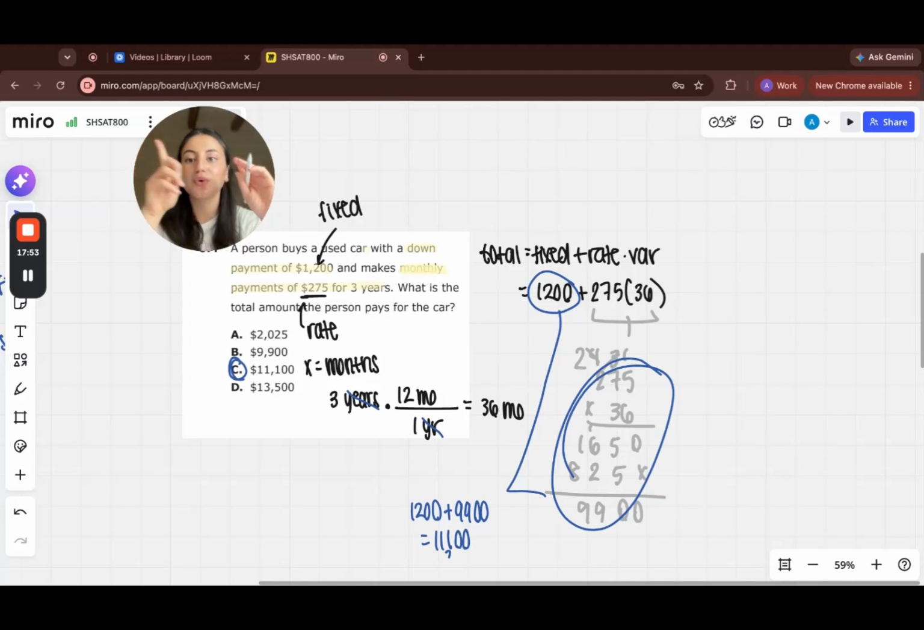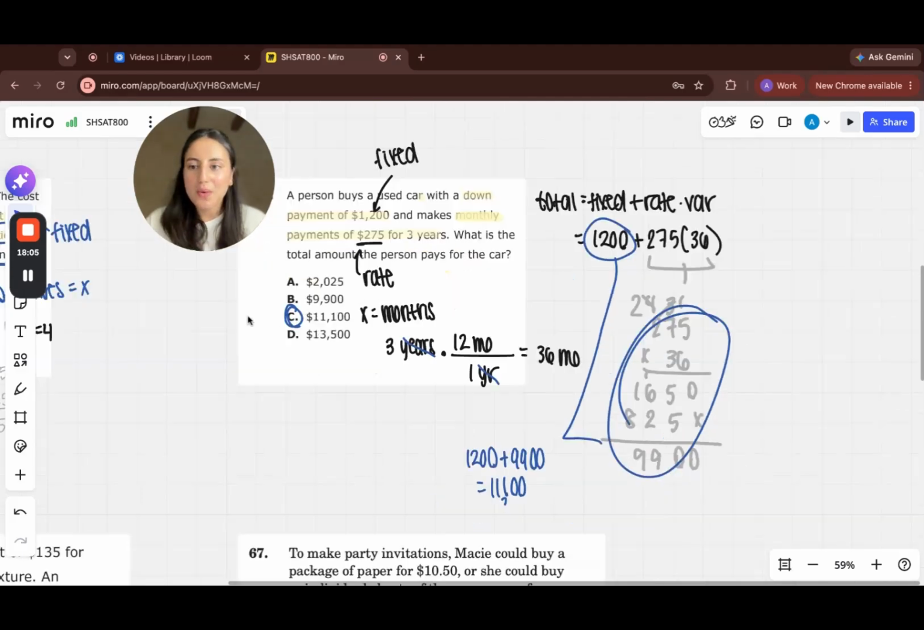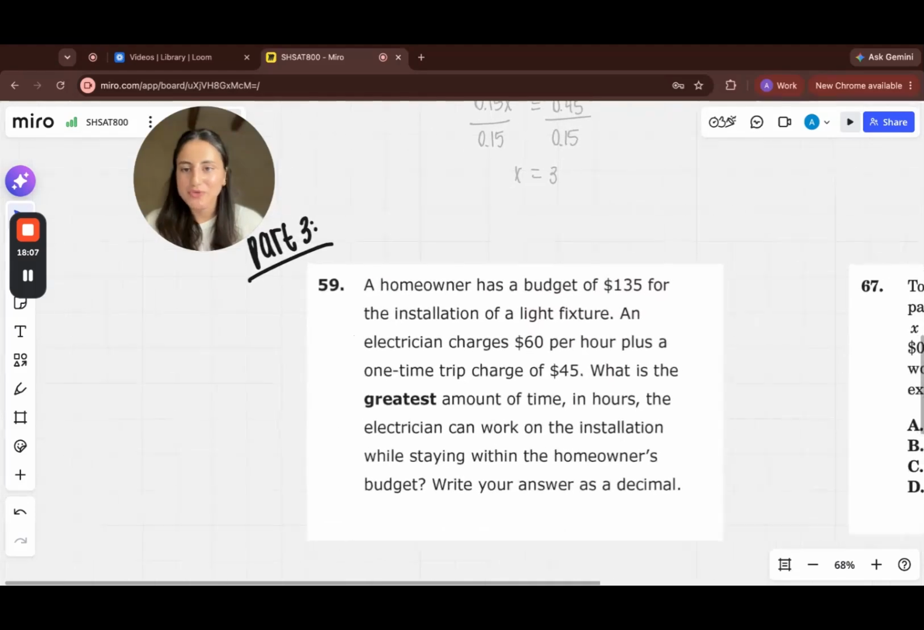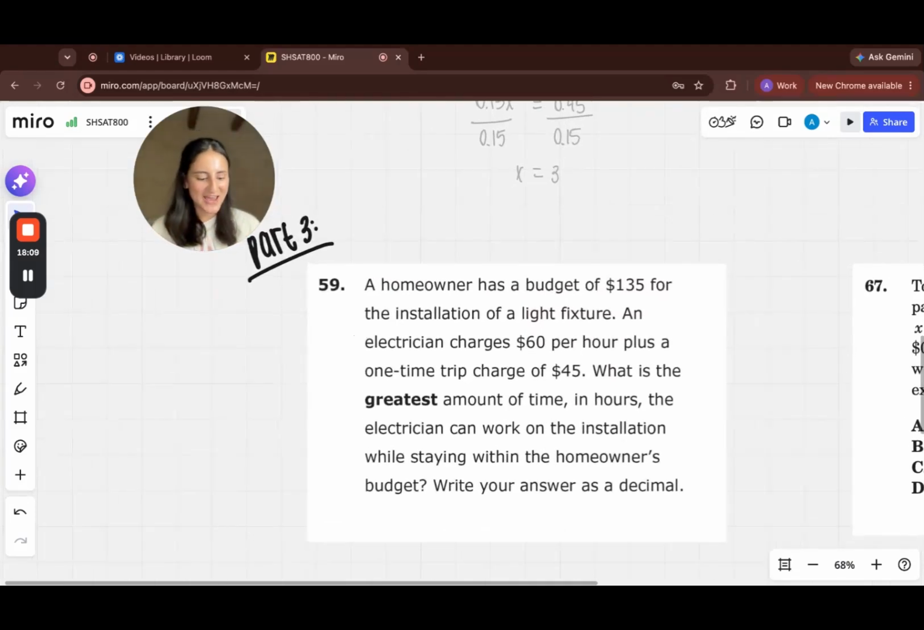And if you got the answer choice A, that's because you multiplied by the number of years, not the months, and that's where the unit conversion comes in, and where close reading also is helpful. Okay, we're on to part 3. It's the second to last group, so we're almost there. Thank you for hanging on.